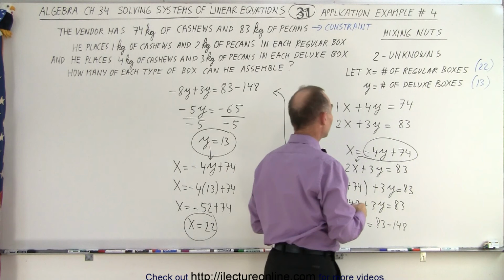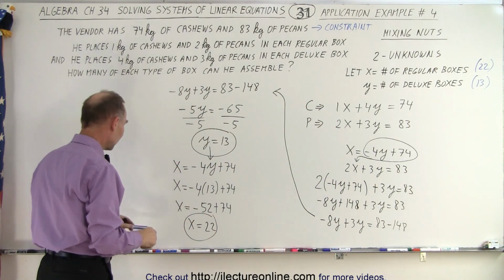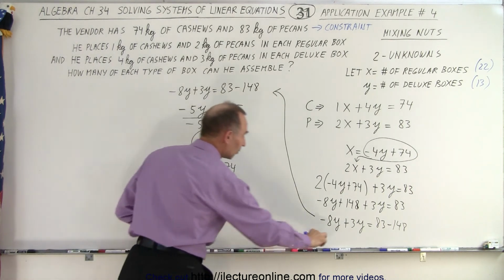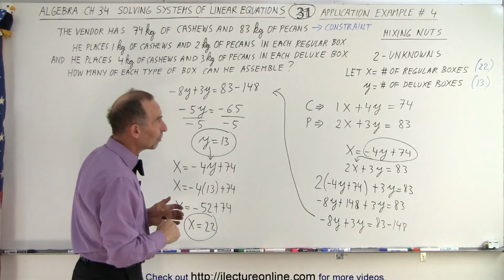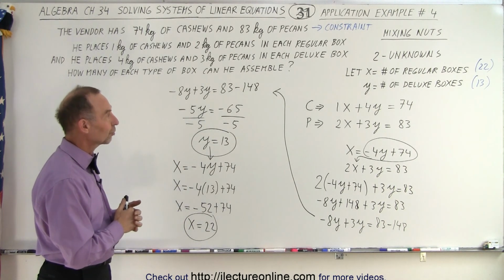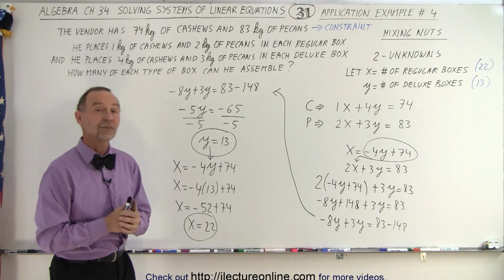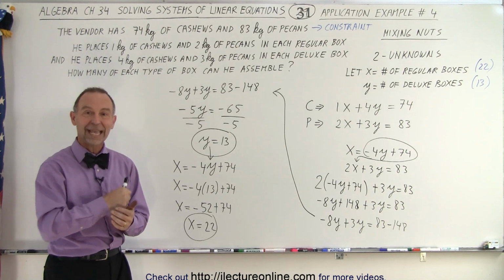And there are the two answers. When we have this many nuts of each, 74 kilograms of cashews and 83 kilograms of pecans, and we want to divide them as indicated into those two types of boxes, we'll end up with 22 regular boxes and 13 deluxe boxes. And that is how it's done. End of the series.